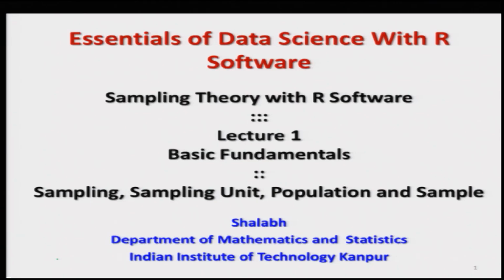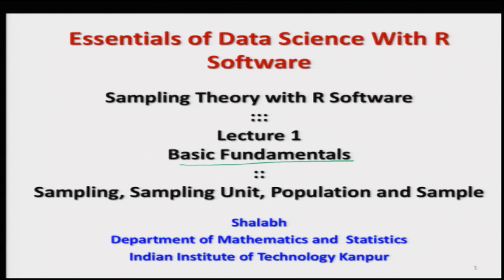The first chapter which I am going to consider here is about the basic fundamentals, and in this lecture I will be covering several small topics related to sampling, sampling units, population and sample. You can observe one more thing: I am trying to give the lecture number with respect to the chapter. For example, this is my first chapter, basic fundamentals, so I will have lecture 1, lecture 2, lecture 3 and so on. When I start chapter 2 on, say, simple random sampling, then again I will have lecture 1, lecture 2, lecture 3 on that topic. So, this is how I am going to proceed.